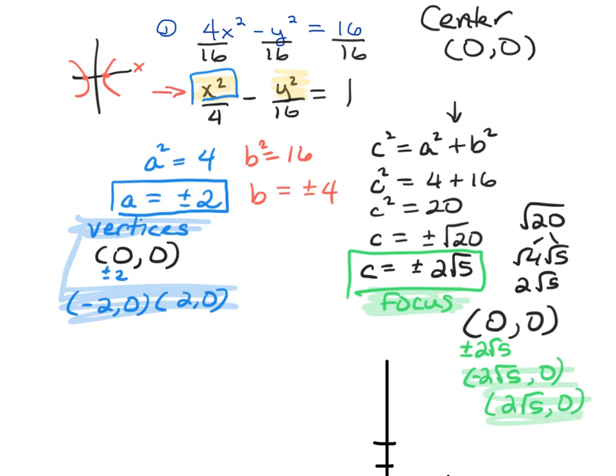Now I also need to calculate asymptotes. That's why I found the value of b. So my asymptotes, those are going to be my lines, my linear equations. When the x squared is first, the equation is this: y equals plus and minus b over a times x. So when the x squared is first, the b's on top.